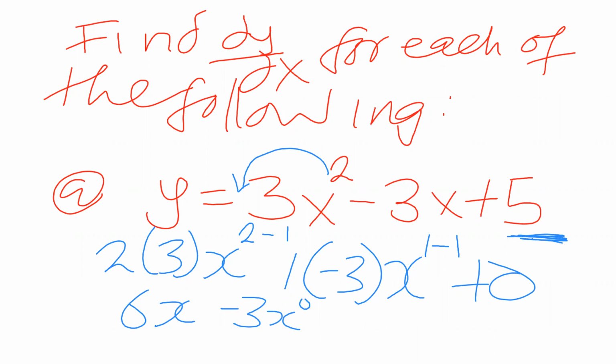Now, you learned that anything raised to the power 0 is what? Is 1. Any number raised to the power 0 is basically 1. So therefore, the dy over dx shall be equal to 6x minus 3, and you find your solution like that. So that is how you solve this one. That is your dy over dx.